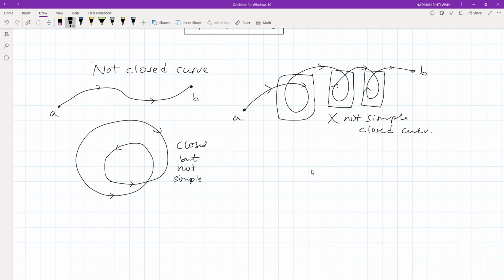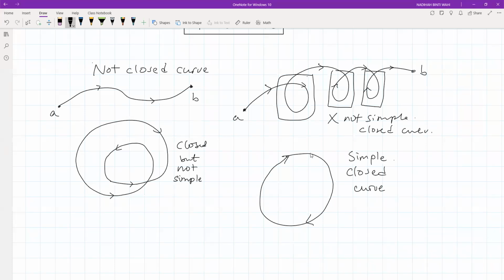Now a simple closed curve. Okay, the simple one is this one. Just one. Look. This is a closed curve. Simple closed curve.